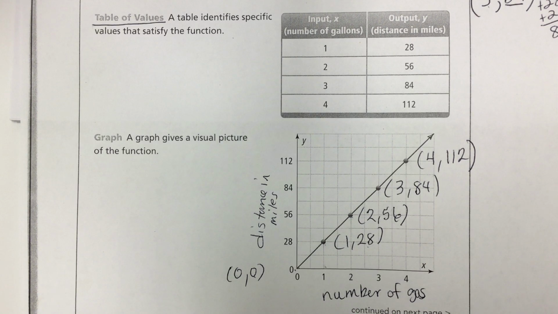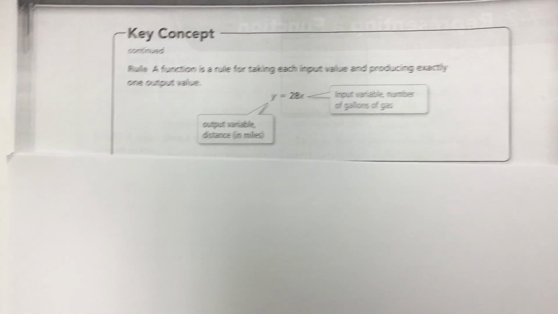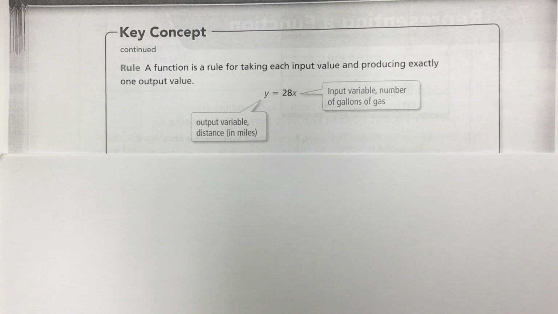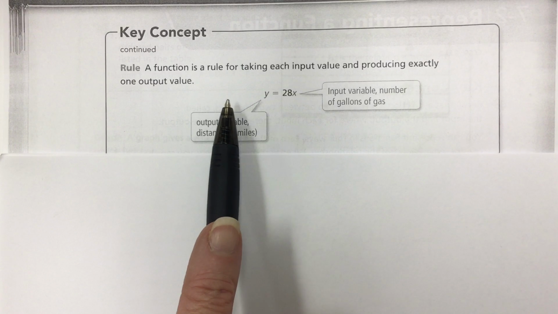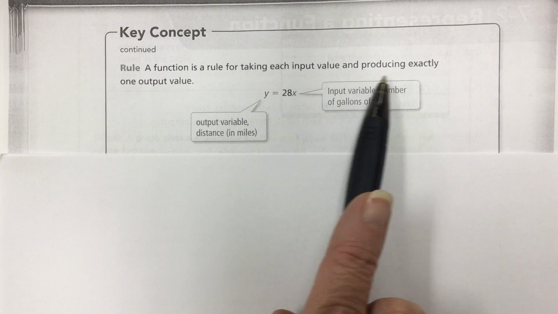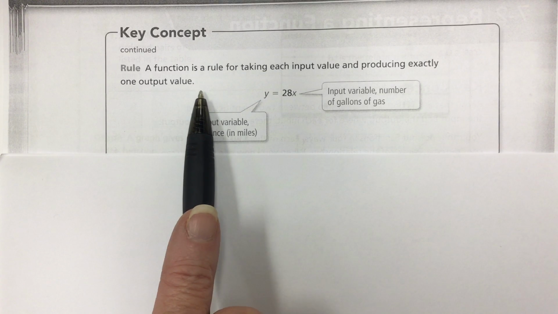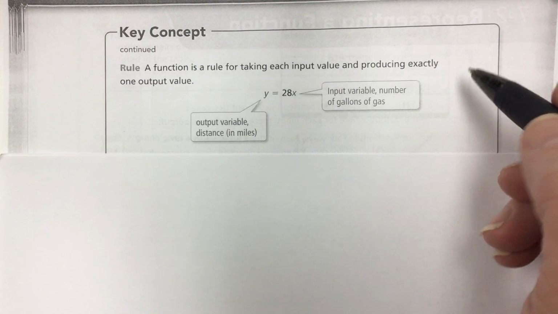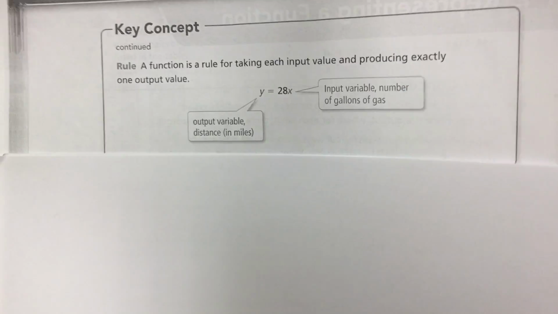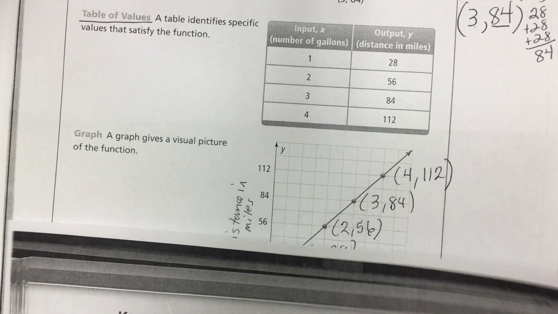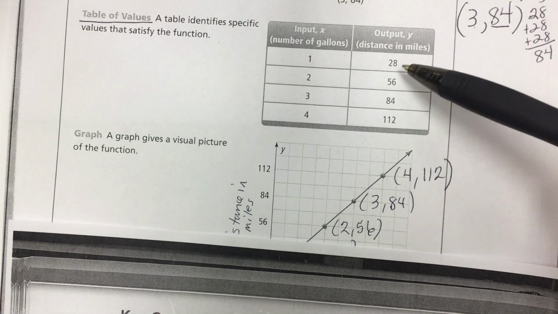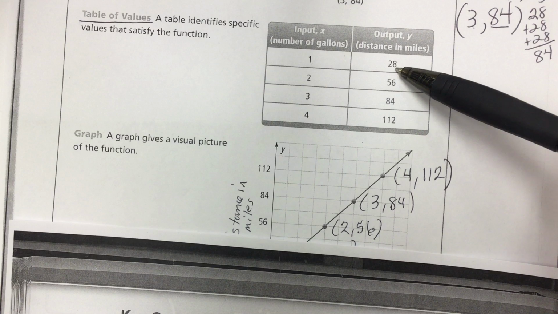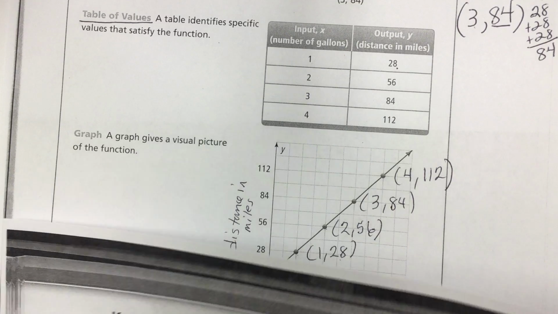Next, I want us to talk about an equation. Creating an equation that represents this same data, but a different view. A function is a rule for taking each input value and producing exactly one output value. So when we had the situation previously of for every gallon, we can travel 28 miles, that's what we will use to create our equation.